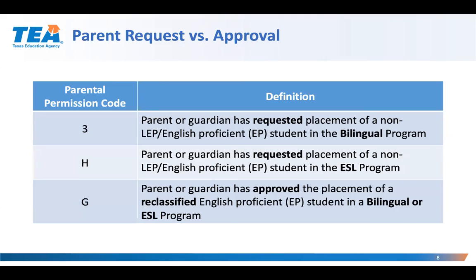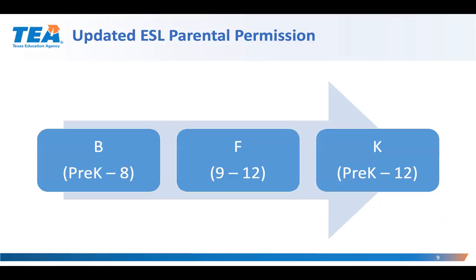You will notice previously this code had the word of recent, and that was deleted so that the student can continue utilizing Code G for as long as the student continues in a bilingual or ESL program after reclassification as English proficient. Now let's take a look at some exciting updates to the ESL parental permission codes.